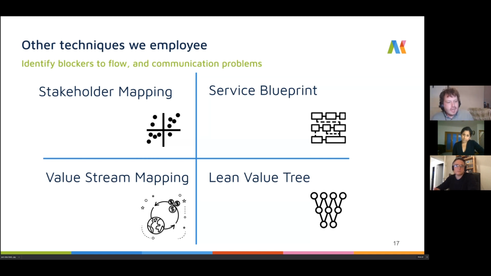And something like a lean value tree: what's the work that we're doing? How is it relating to an organizational strategy? Do people understand the organizational strategy? Is it all coming together? Are we working on valuable stuff?